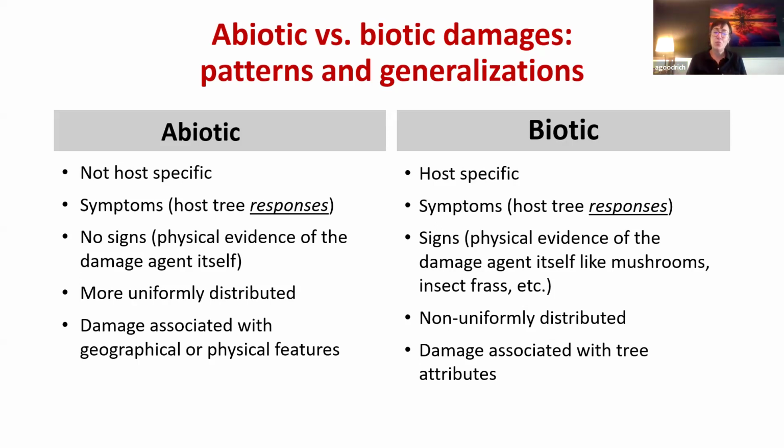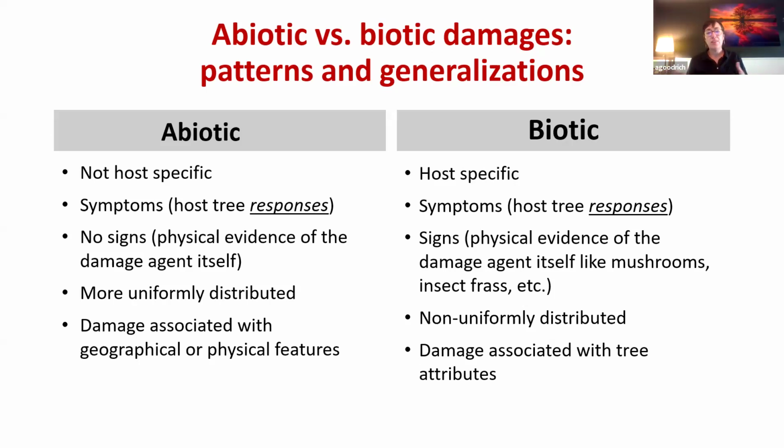Abiotic damages are often more uniformly distributed. If you think about something like storm damage, that's going to come in and cause a big shift. It's going to cause a big wind. We're going to lose trees, and they're all going to be in that sort of swath of wind. So that's what I mean by uniformly distributed.